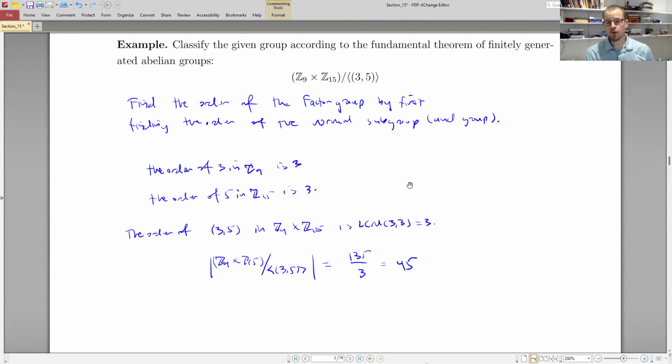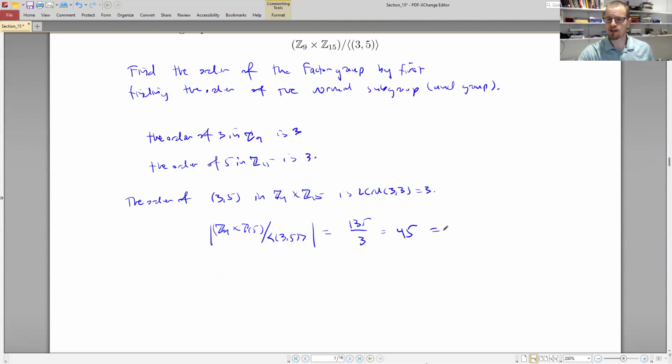Now, having an order of 45 is not quite as convenient as the previous example. In the previous example, we were able to say, oh, look, 6. An order of 6 can only be obtained by the product of 2 and 3, which means that this had to be isomorphic to Z2 direct product with Z3. Okay, that was a previous example.